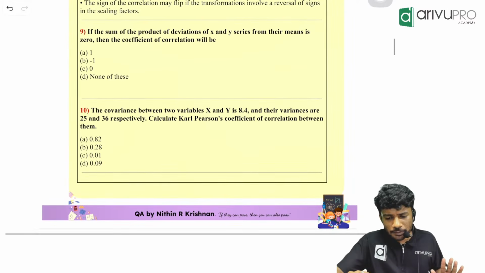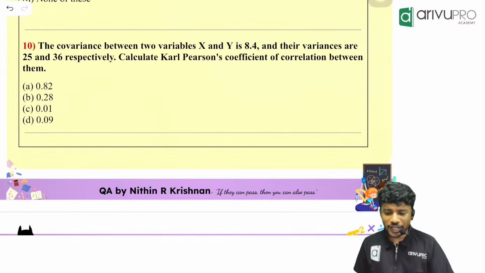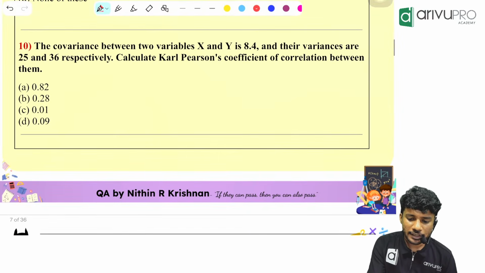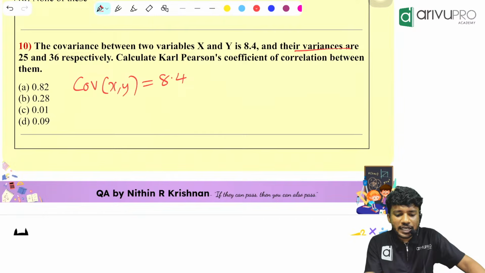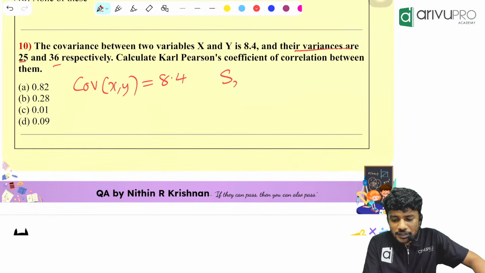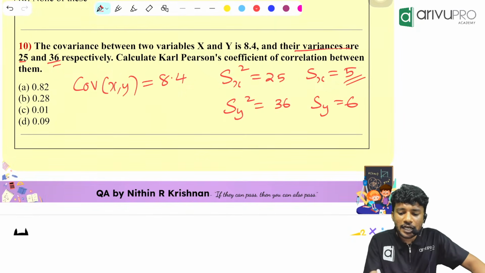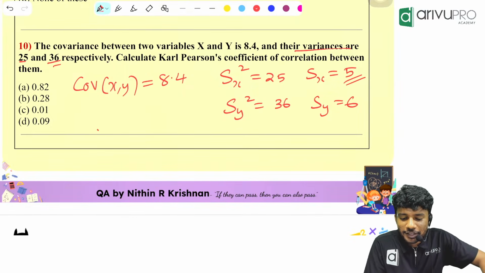Then we will come back. Now, the first question is this one, the 10th question. Try. Covariance between two variables x and y is 8.4. Can I write it as covariance of xy is given to be 8.4. Their variances are 25 and 36. That means sx square is 25, then standard deviation will be root 25, which is 5. Then variance of y, sy square, is equal to 36. Then standard deviation will be root 36, which is 6. Now they are asking, calculate the KPCC correlation coefficient, or R.